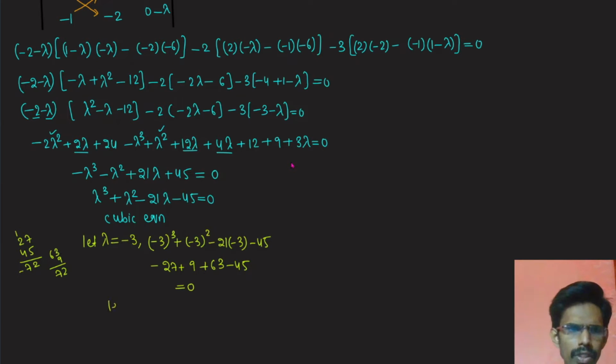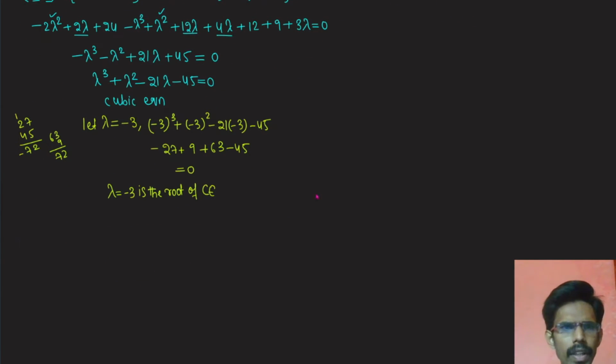Hence we say that lambda equal to minus 3 is a root of the cubic equation, that is the characteristic equation. So we got one of the roots. The other 2 roots can be obtained by synthetic division.